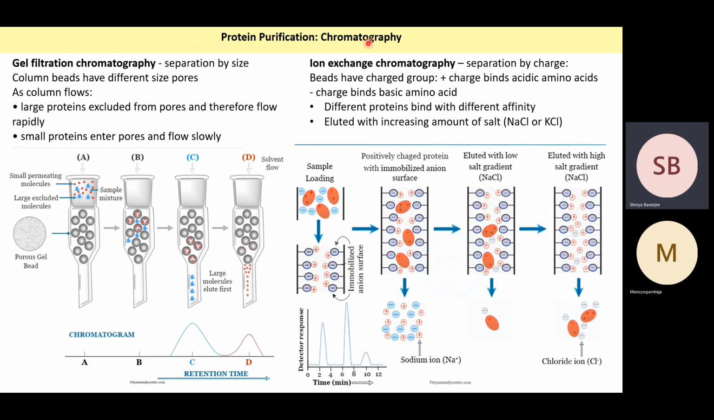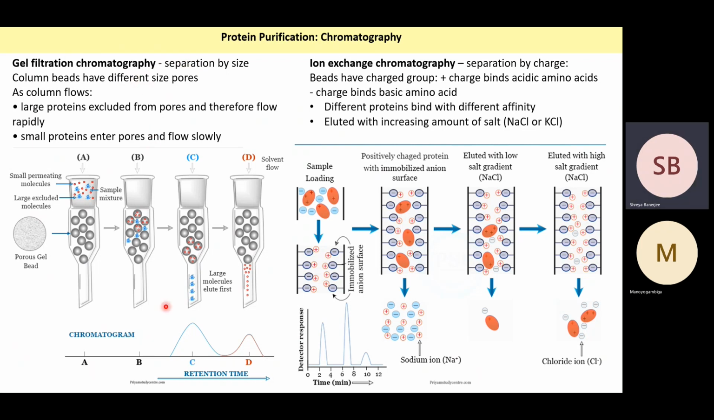There are several methods of doing that, one of which is gel filtration chromatography. In this, porous gel beads are taken and you add your sample mixture, which has both large molecules and small molecules. The pore sizes are such that the small molecules can enter the pores and remain inside, while the large molecules will be eluted first. Then you can add extra solvent so that the small molecules are also eluted. So the separation in gel filtration chromatography is done by size.